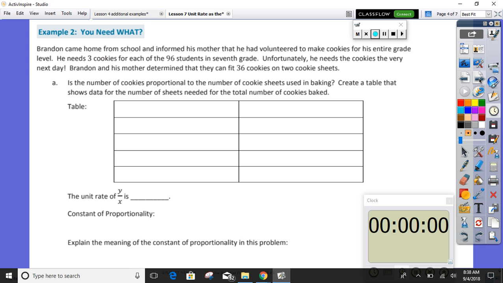Brandon came home from school and informed his mother that he had volunteered to make cookies for his entire grade level. He needs 3 cookies for each of the 96 students in 7th grade.